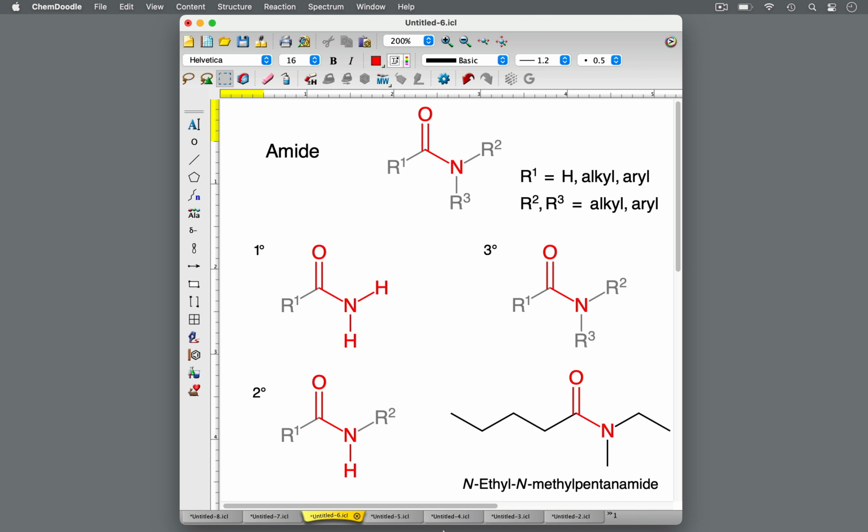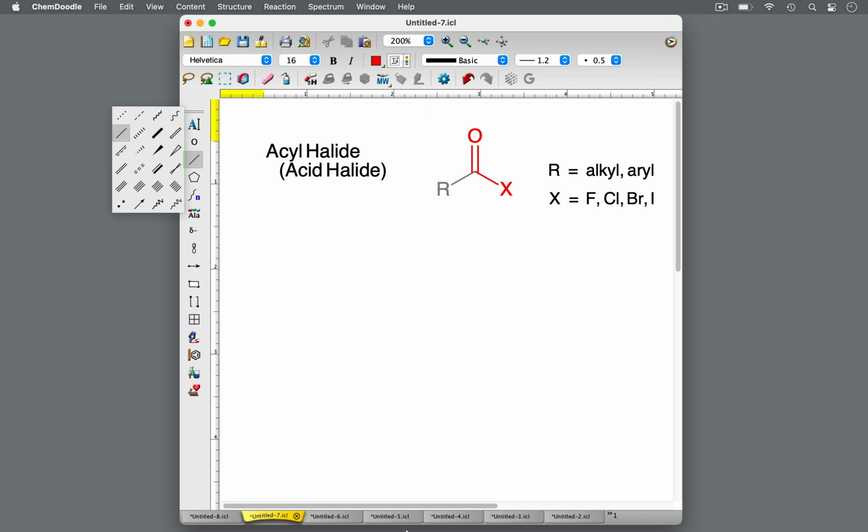In amide nomenclature, the uppercase italicized N denotes a substituent on the nitrogen atom. Notice also the suffix -amide conveys an amide-based molecule. Let's continue on with carbonyls and halogens, the acyl halides. An acyl halide or acid halide is made up of a carbonyl group bonded to a halogen, which can be fluorine, chlorine, bromine, or iodine.